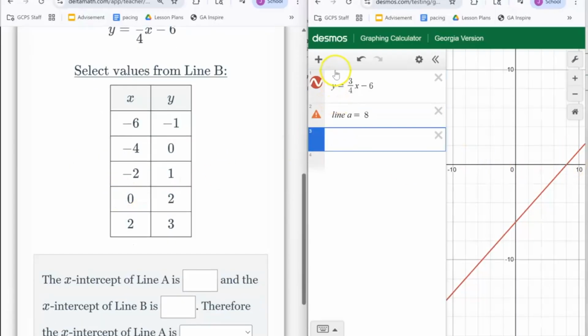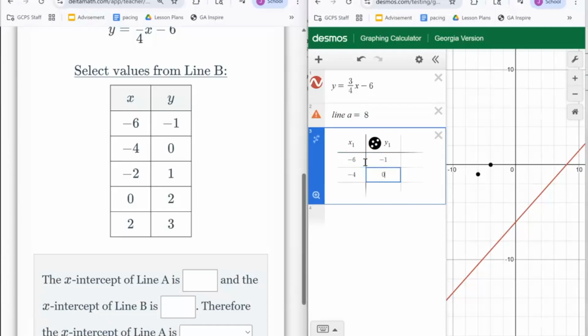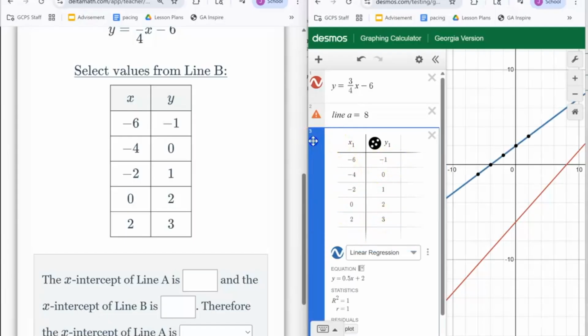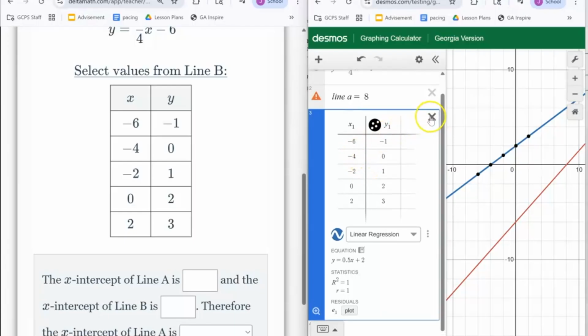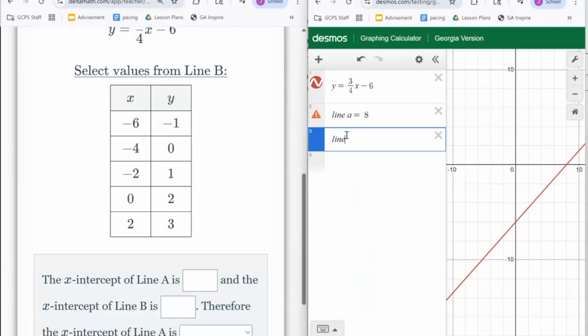How do I find the x-intercept from a table? Well, I know my x-intercept happens when y equals 0, but again, just to be foolproof, I'm going to put it in the calculator. So -6, -1, -4, 0, -2, 1, 0, 2, and 2, 3. Please make sure you type everything. Do not be lazy. Go ahead and make the line so we can see it. And that's my x-intercept, which is -4. So line B is -4. That's my x-intercept.